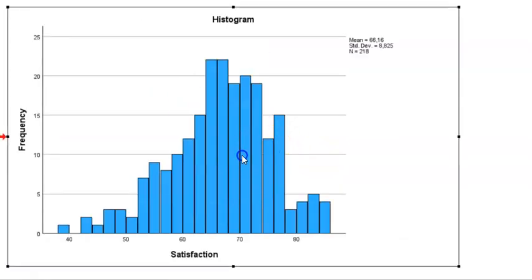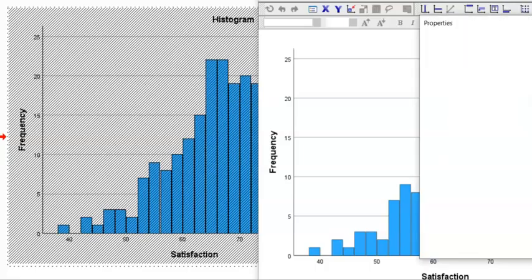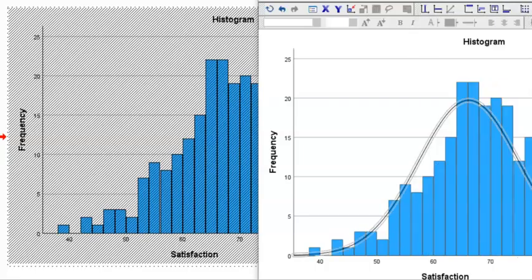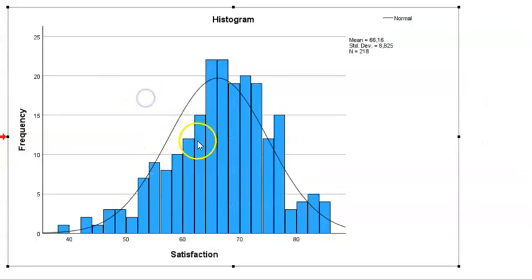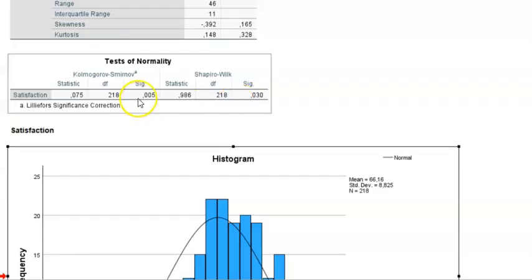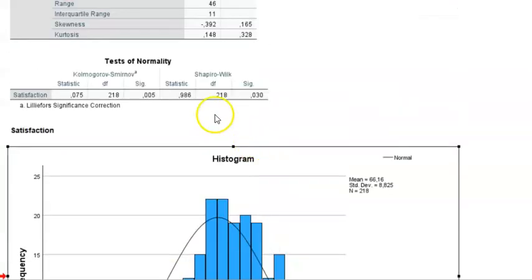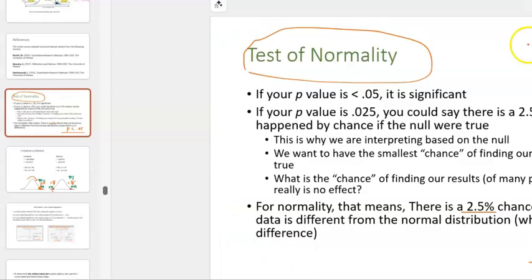In your histogram, you can put the normal curve line, and I will show you. You can see that when you draw the normal curve line, the distribution is in fact a bit negatively skewed, but it's not very serious. Anyway, the normality test shows that it is not really normally distributed. So that is the histogram, and this is the normality test. Based on that, let's talk about what is important.